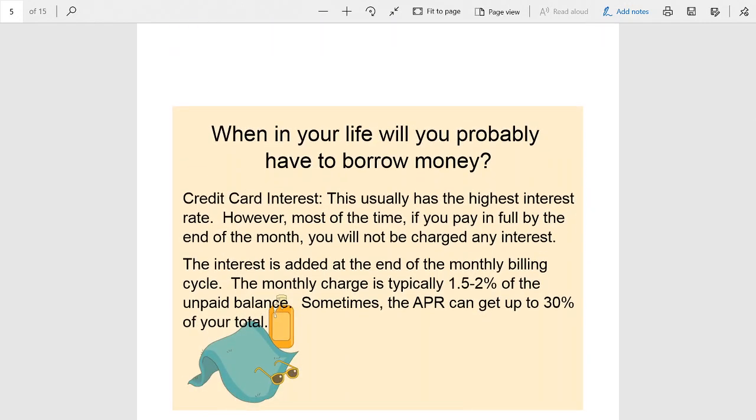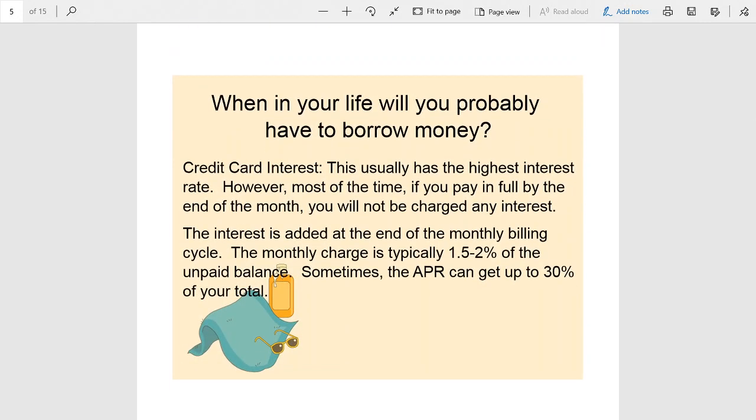Lastly, credit card interest, probably the highest interest rate of anything, and depending on what type of credit card you get, it could be hugely high interest rates. Most of the time, if you pay in full when you buy things, if at the end of the month you spend $500 and you pay that right away, you won't be charged interest. That's why a lot of people do end up using credit cards. They can buy things and then at the end of the month, pay it off in one lump sum.